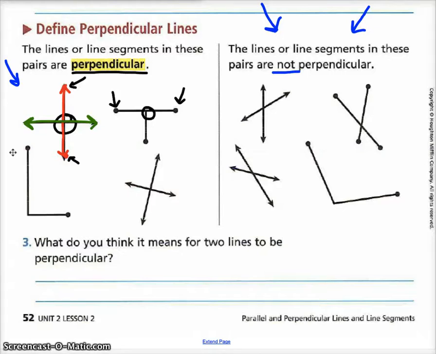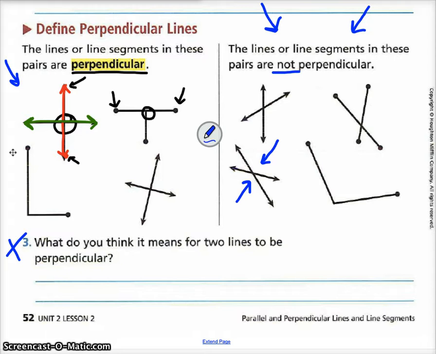Alright, so friends, did you notice that the ones on the right that are not perpendicular do not make a perfect T, or do not cross where they are going directly vertical and horizontal? If the lines are making more of an X, or are not crossing where they're making a T, they are not considered perpendicular. So friends, when it says down here for number 3, it says, what do you think it means for two lines to be perpendicular?